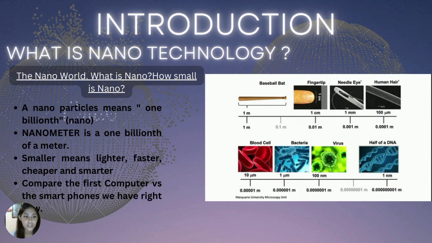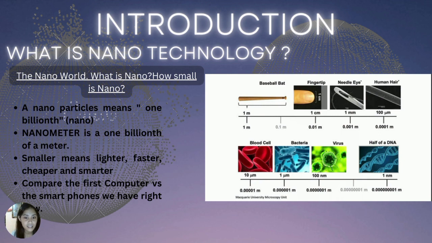Remember that we are talking about nanometers now, so we need to dig deeper to know how small a nanometer really is. When we divide this 100 nanometers into 10, we get the size of half of the DNA, which is 1 nanometer. Imagine how small that is.